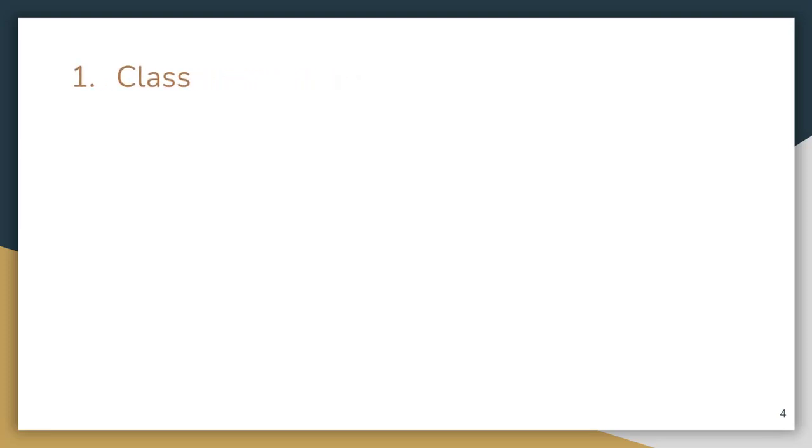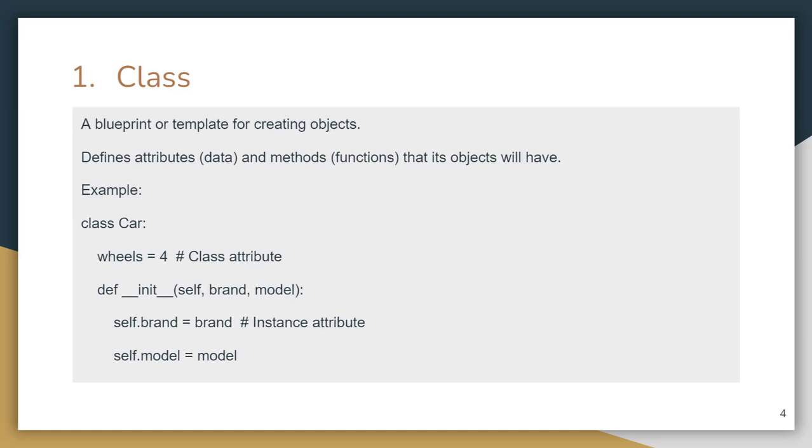Let's start with class. What is a class? A class is a blueprint or template for creating objects. A class defines the attributes, that is data, and methods or functions, that objects will have. That is, an object has two things: one is attribute and another is method. One is property and another is behavior. Property means data here, and behavior means function or method. Let's see with an example.